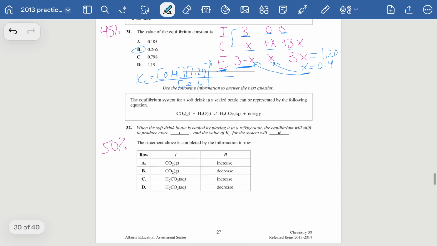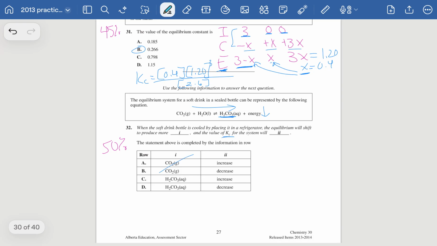Moving on to the next one, we have the equilibrium equation, and it's saying that if it is cooled, the equilibrium will shift. So if it's cooled, you're decreasing temperature, you're going to shift right to replace it. So you'll end up producing more of the product. So we can take that out.